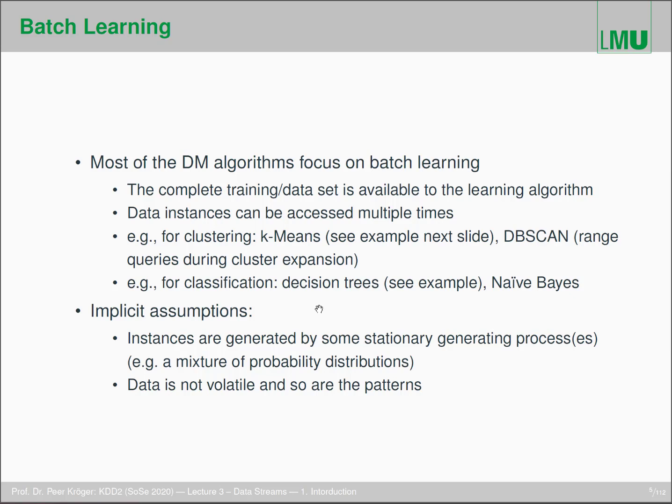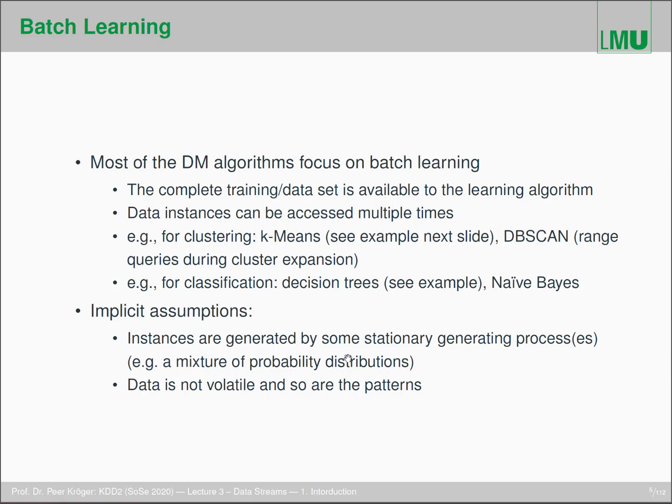It's not evolving. It's not changing. So you implicitly assume that the instances are generated by some stationary generating process, or if you deal with a mixture of processes, it's more than one, of course. If you look for clusters, for example, you typically assume that you have more than one generating process. Each of these processes obviously is assumed to be a cluster.